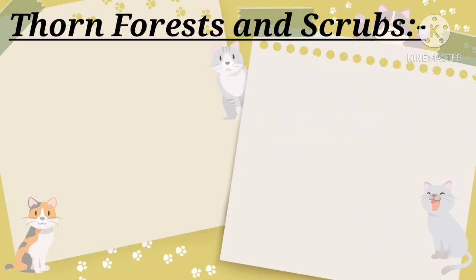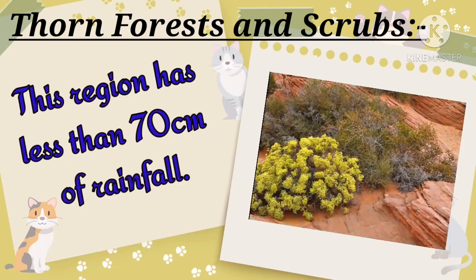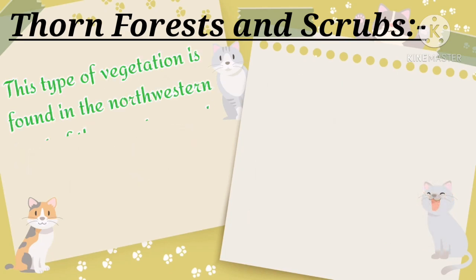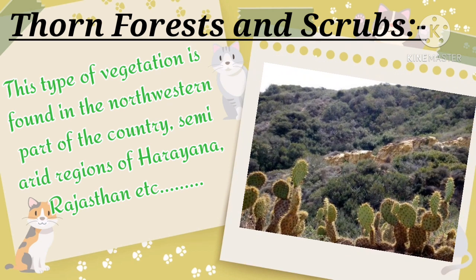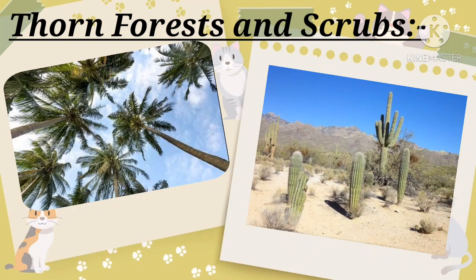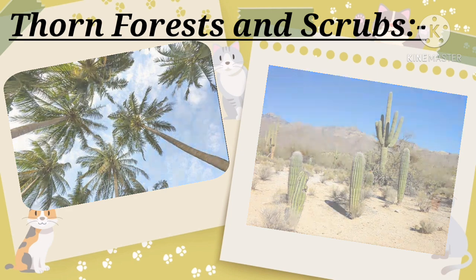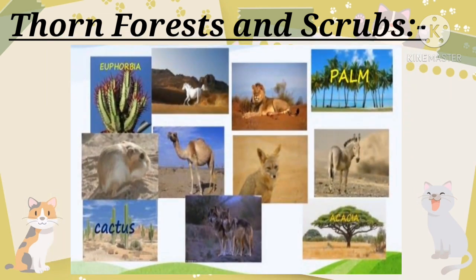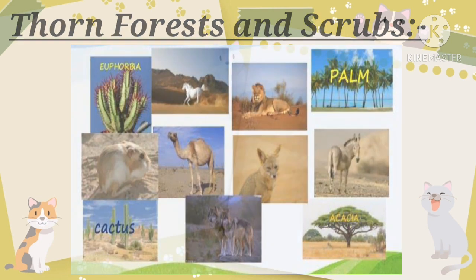Thorn forest and scrubs. This region has less than 70 centimeters of rainfall. This type of vegetation is found in the northwestern parts of the country, semi-arid regions of Rajasthan, Haryana, etc. Palm and cactus are some common plant species. These trees' leaves and stems are thick and the roots penetrate deep into the soil. Rats, fox, wolves, camels, mice, etc. are found here.